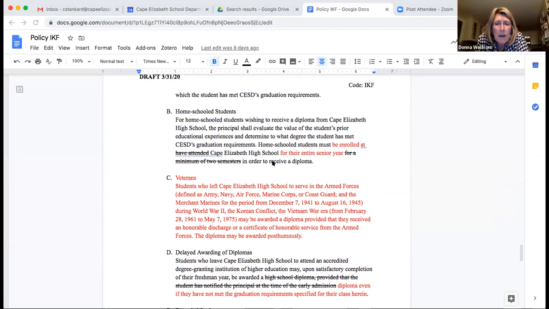Yeah. So I believe previously it just said that a homeschooled student must attend a minimum of two semesters in order to receive a diploma. And we've had some concerns about that. Jeff and I have been talking about it a lot this year and decided that it really should be changed to include their senior year. As it is now, it could be a random two semesters. It could be the first semester of their freshman year, and then if they want a diploma, they might just come back for the second semester of their senior year. We felt that it made more sense for them to spend their entire senior year at Cape Elizabeth High School. We felt much more comfortable with that.